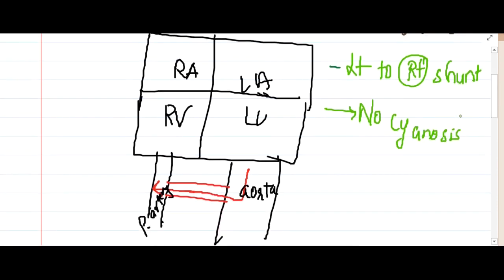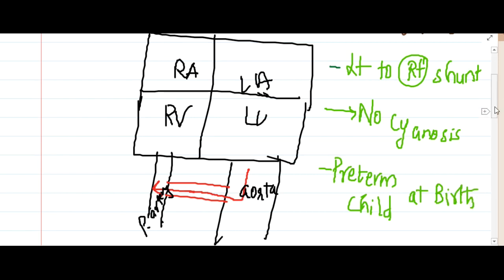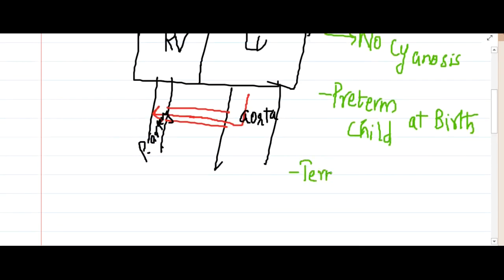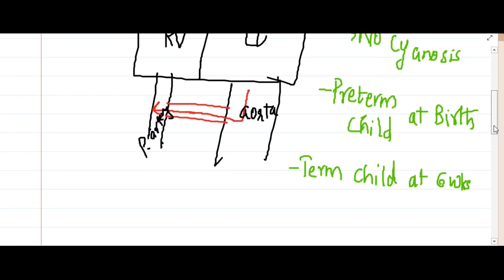So here, this is seen in preterm children at birth. In preterm children it is seen at birth, and if you see this patent ductus arteriosus in term children, it is seen at the age of 6 weeks. Okay, so here, because there is excess of blood flowing from the aorta to the pulmonary artery, there is less blood going to the different parts of the body.